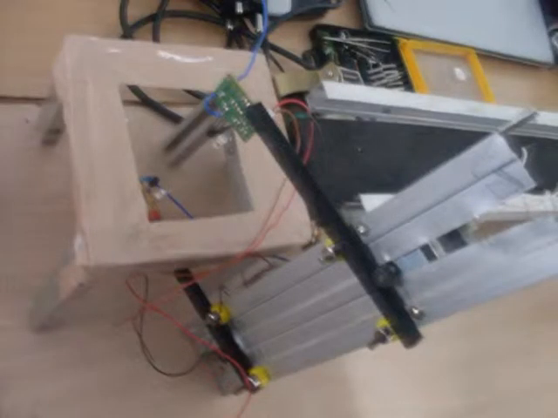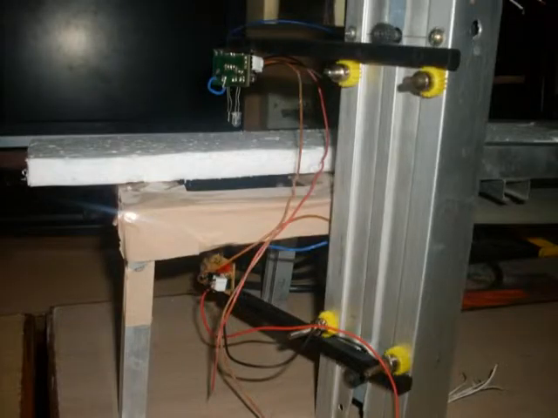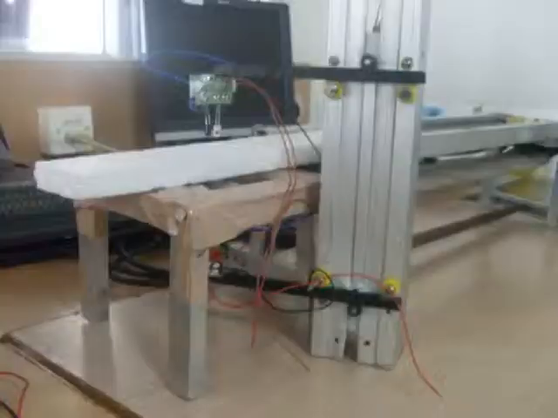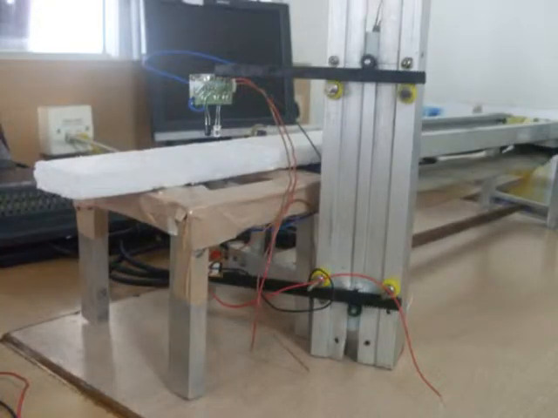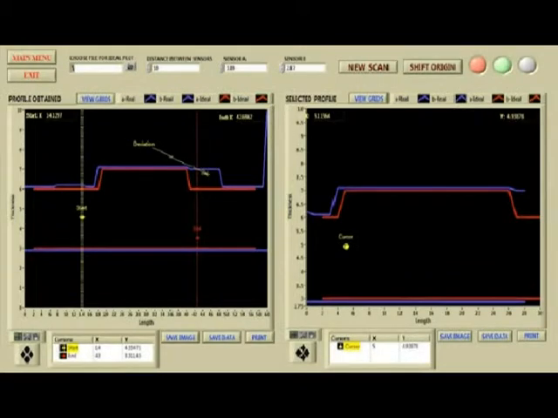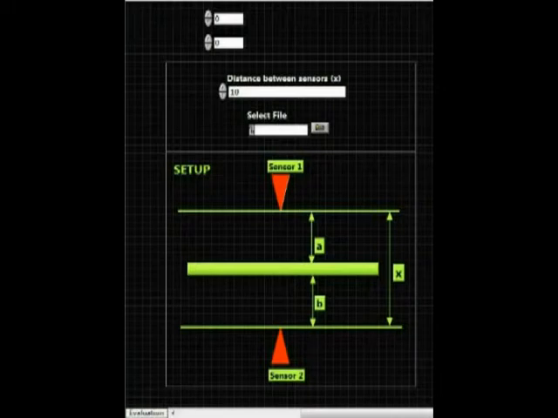In our construction we have kept two sensors, one at the top and another at the bottom of the material. These two IR sensors take the values and they are continuously updated to my LabVIEW system. From that I can calibrate the distance between the sensor and the material on the top as well as the bottom. Here is the working model.